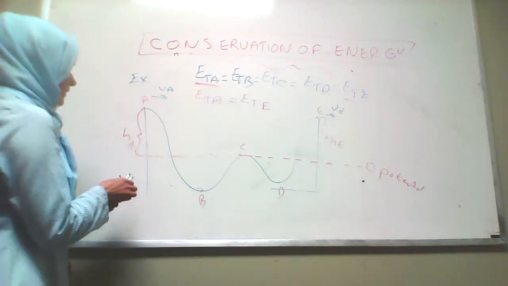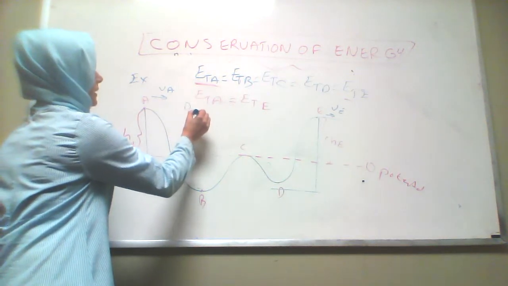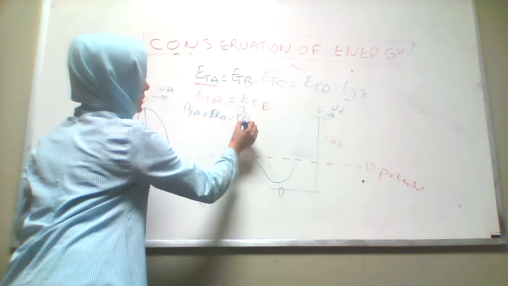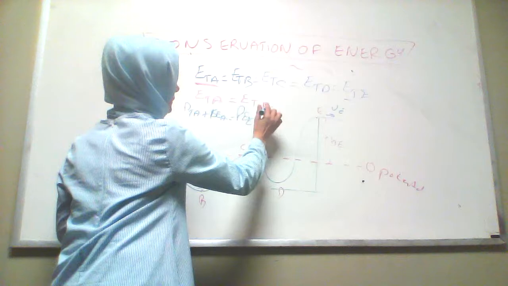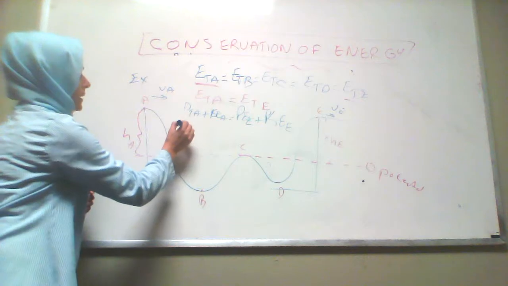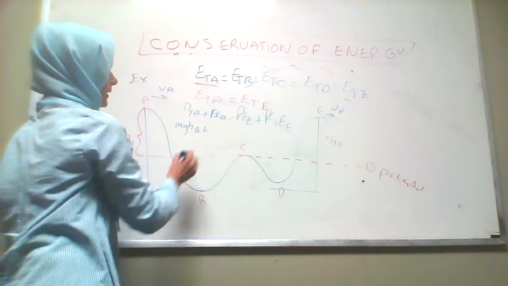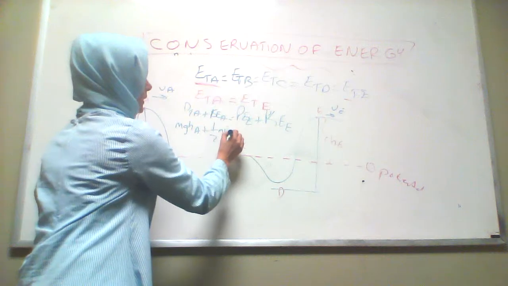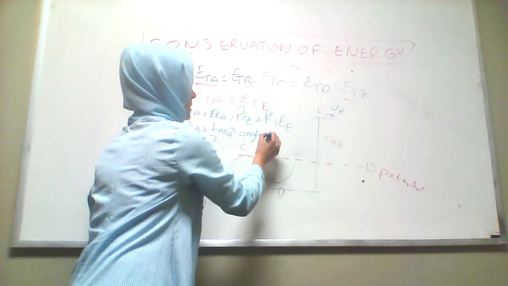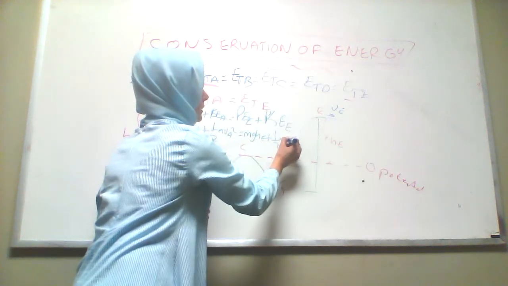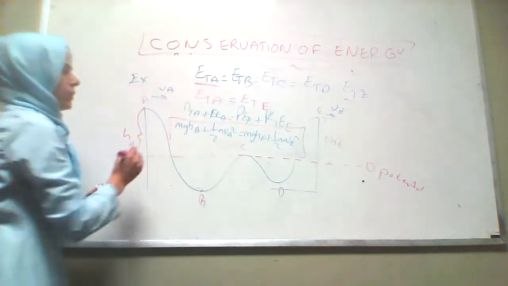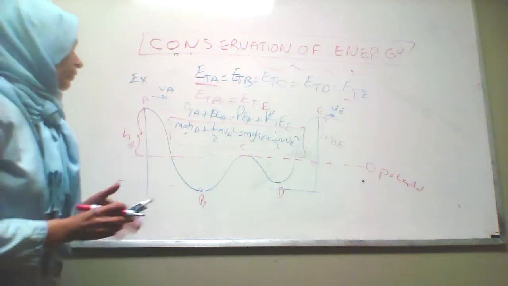So I can say then potential energy at A plus kinetic energy at A is equal to potential energy at E plus kinetic energy at E, and so forth. And potential energy at A will be mg HA, kinetic energy 1 over 2 m VA squared, and this will be equal to potential energy at E, mg HE, plus 1 over 2 m VE squared. Then I enter the values I know and solve for the values that I don't know. Probably we will be asked for only one value.